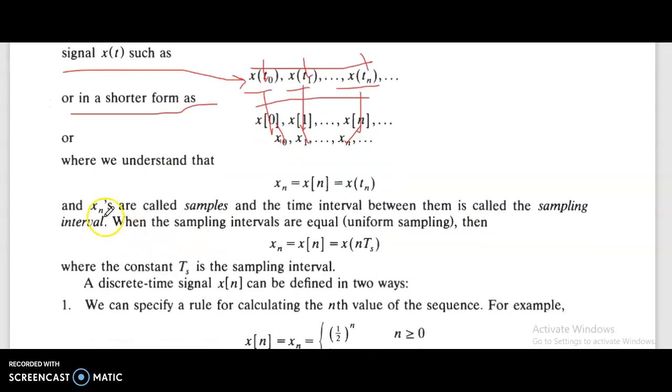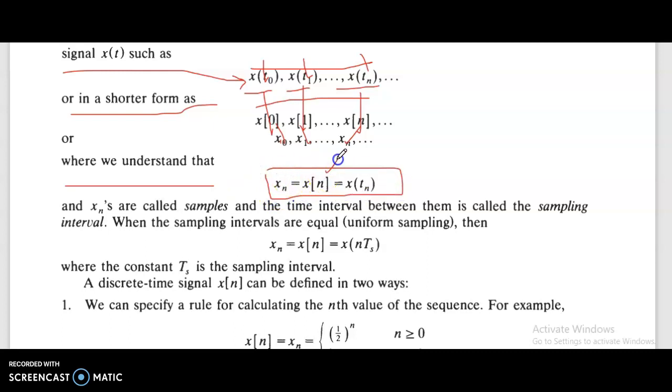Where we understand that x[n] is equal to x of t_n. This is for the discrete time signal, and this is for the continuous time signal.